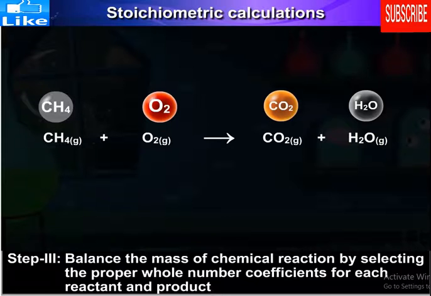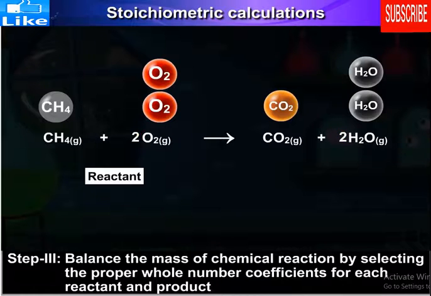Step 3. Balance the mass of the chemical reaction by selecting the proper whole number coefficients for each reactant and product. CH4 in gaseous form plus 2O2 in gaseous form gives CO2 in gaseous form plus 2H2O in gaseous form.